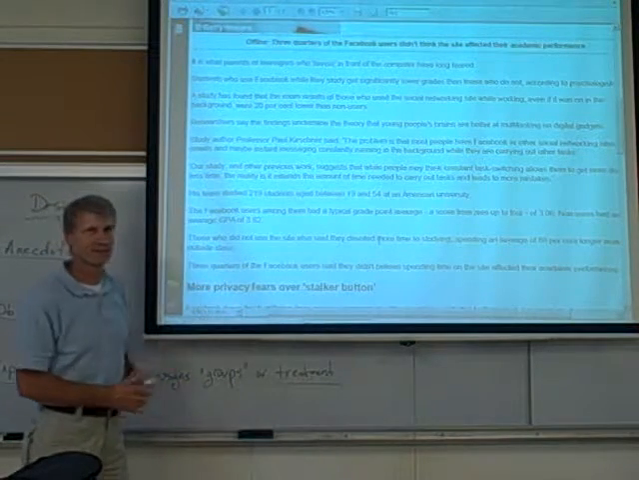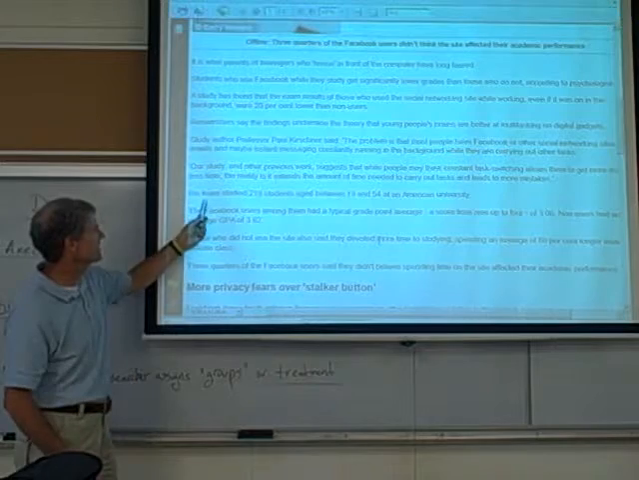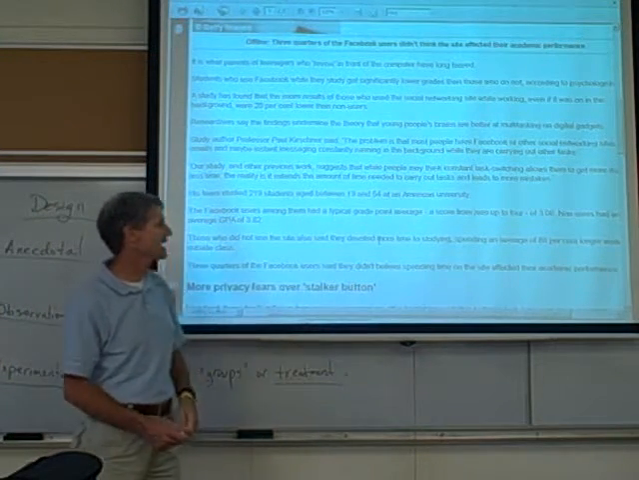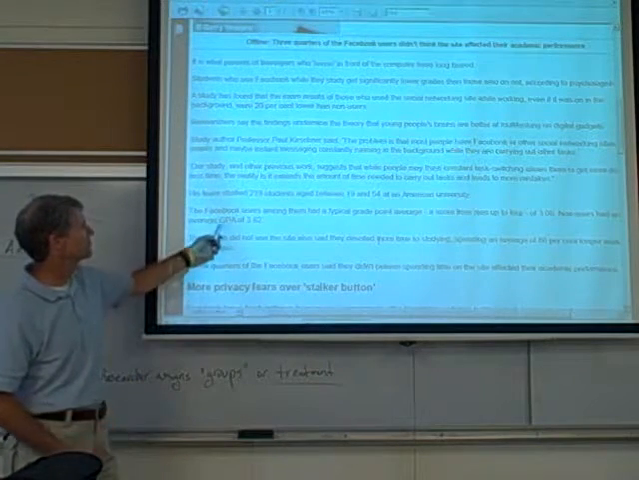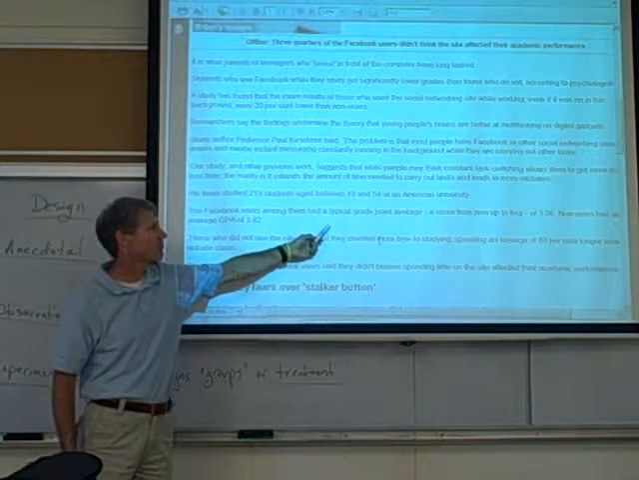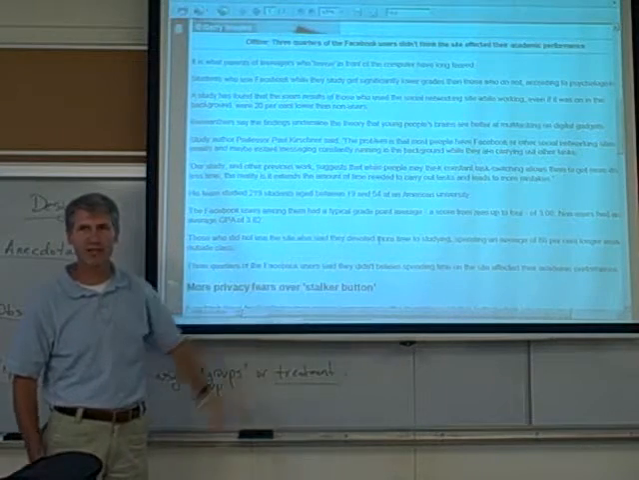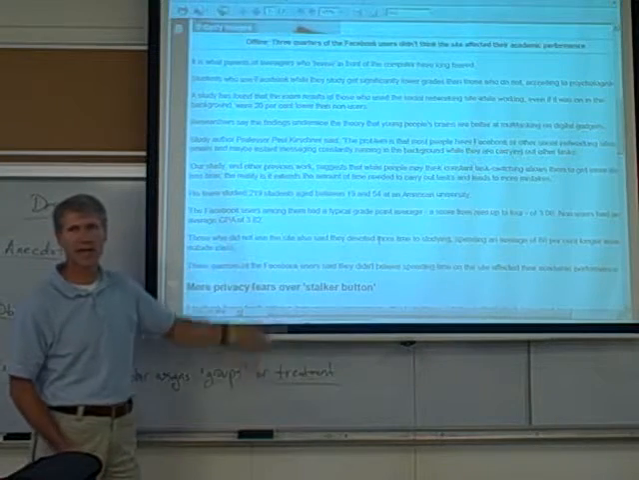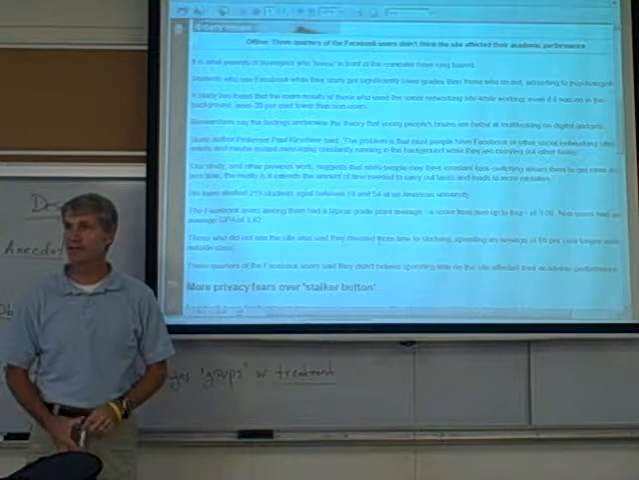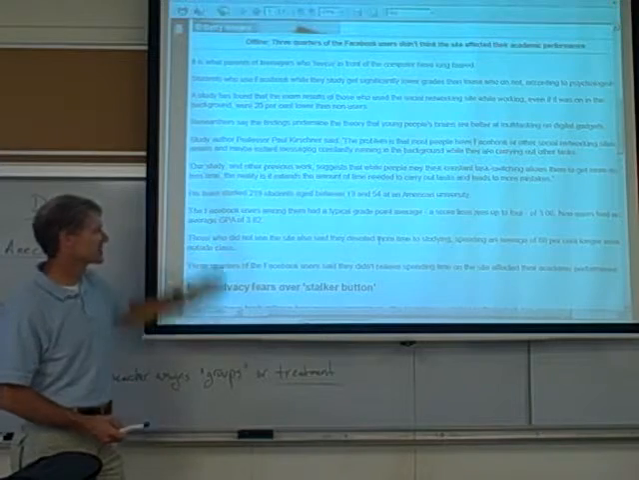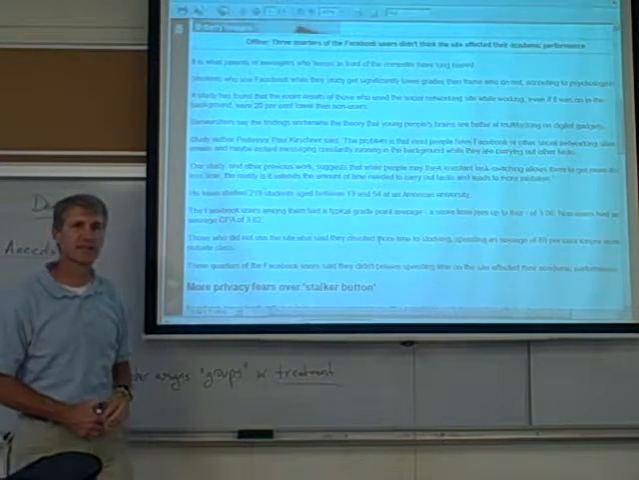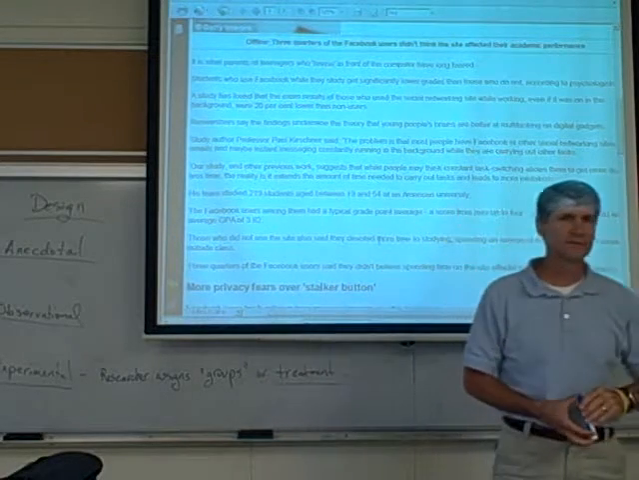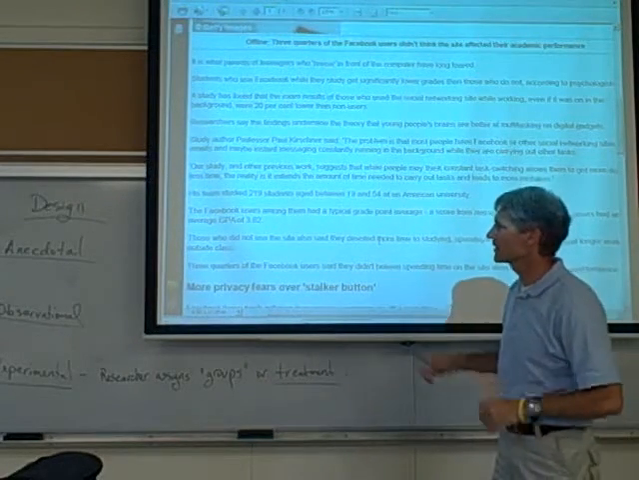What kind of a study was it? Well, it says his team studied 219 students aged between 19 and 54 at an American university. The Facebook users among them had a typical grade point average of 3.06. Not bad. Non-users had an average GPA of 3.82. Really good. That's all this says about the design of the study. Experiment or observational? Observational. It's an observational study.